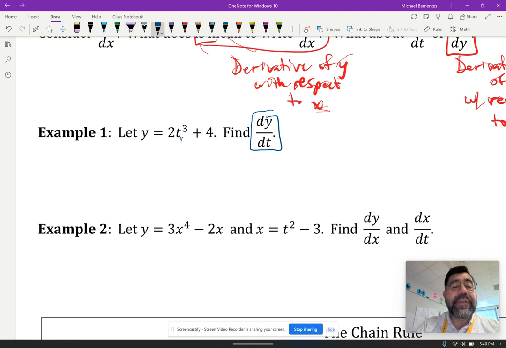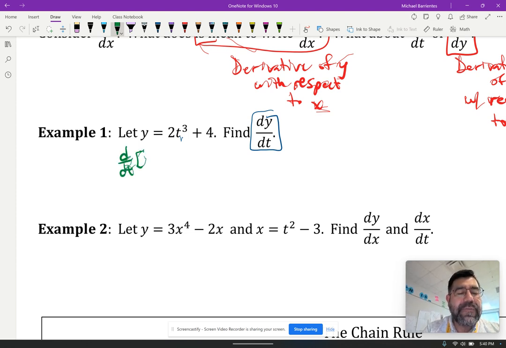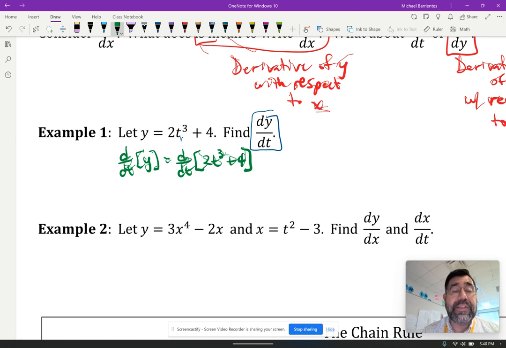So when I take the derivative, I could do this step. I usually don't show this step, but I could do the step. Let's take the derivative with respect to t of this side of the equal sign, and we'll take the derivative with respect to t of the other side of the equal sign, right? We're taking the derivative of both sides with respect to t.